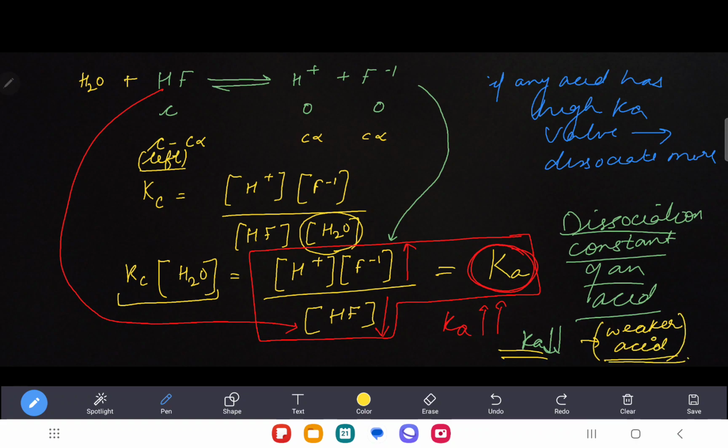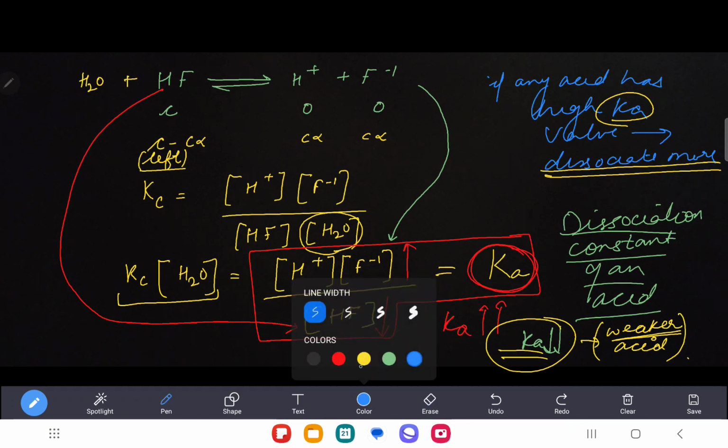Understood or not? Any doubts in this? Right? So this is the concept. When we are talking about an acid with a higher Ka value, it is going to dissociate more. And if any acid has a lesser Ka value, that means it is going to be a weaker acid. Understood or not? Any doubts in this, just tell me.